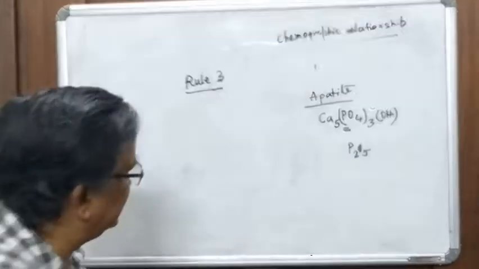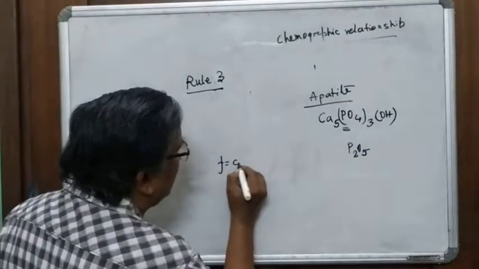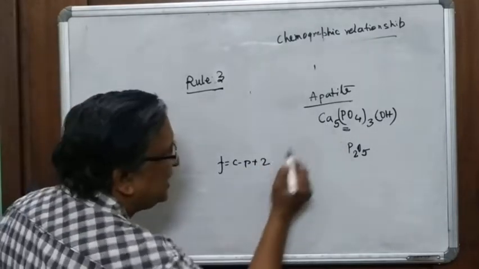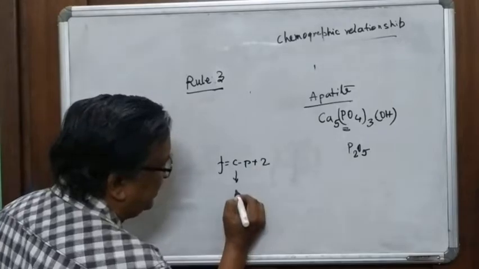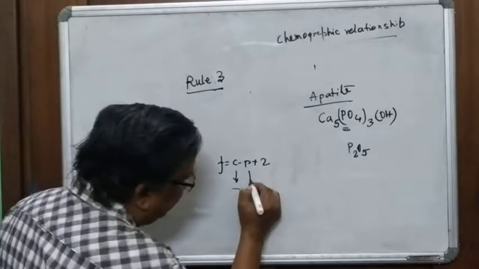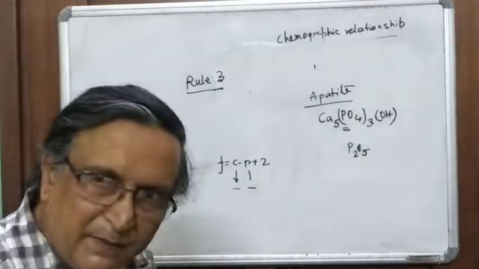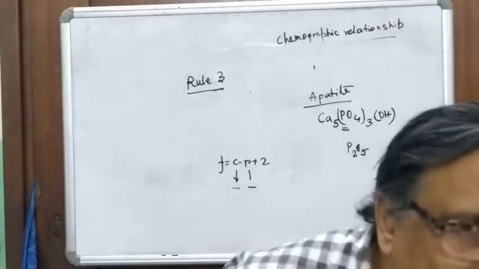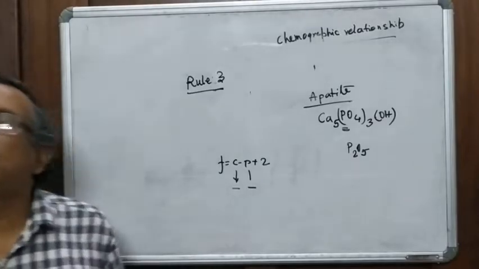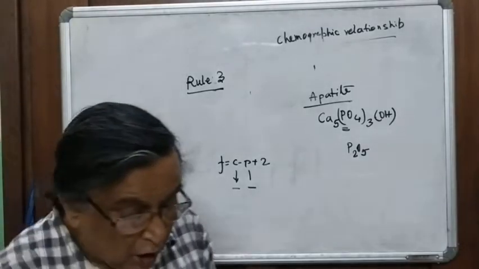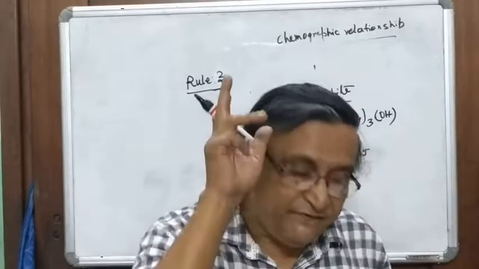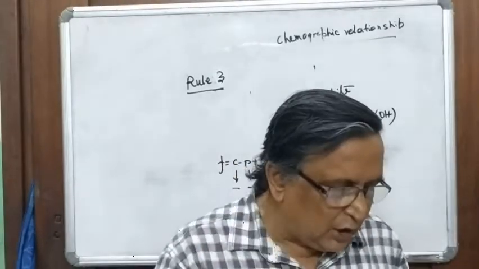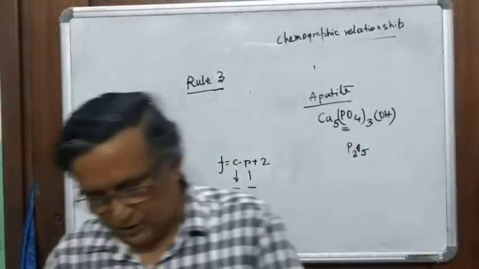So if you drop phosphorus as a chemical component, and you drop apatite as a phase, you have F is equal to C minus P plus 2. If you drop a component, you reduce the components by 1. If you drop the phase, you reduce the phases by 1. So the variance of the assemblage remains the same. That is why you have rule 3. What is rule 3? Components occurring in only one phase need not be plotted if we also ignore the phase in which the component occurs.